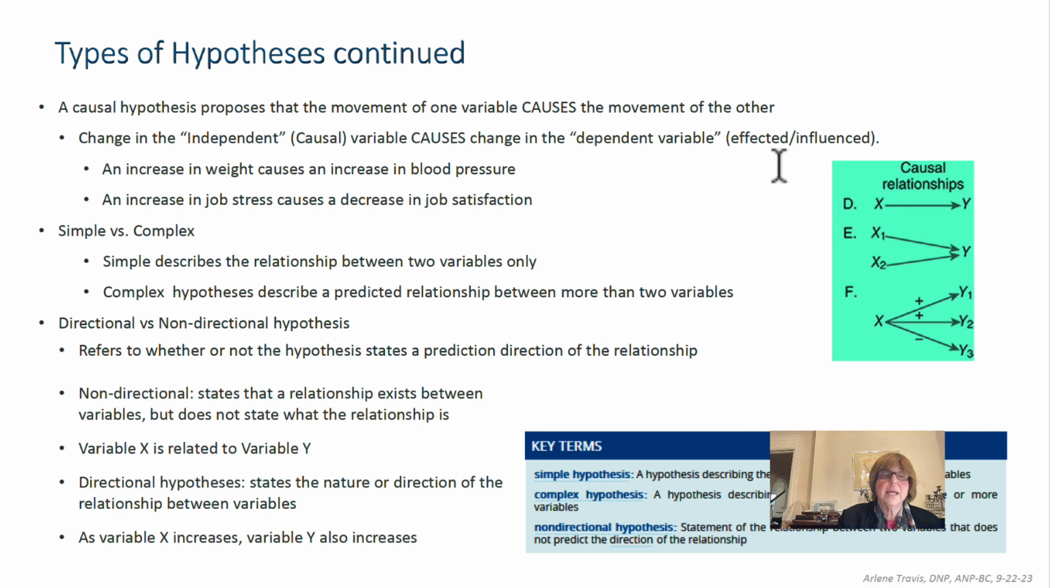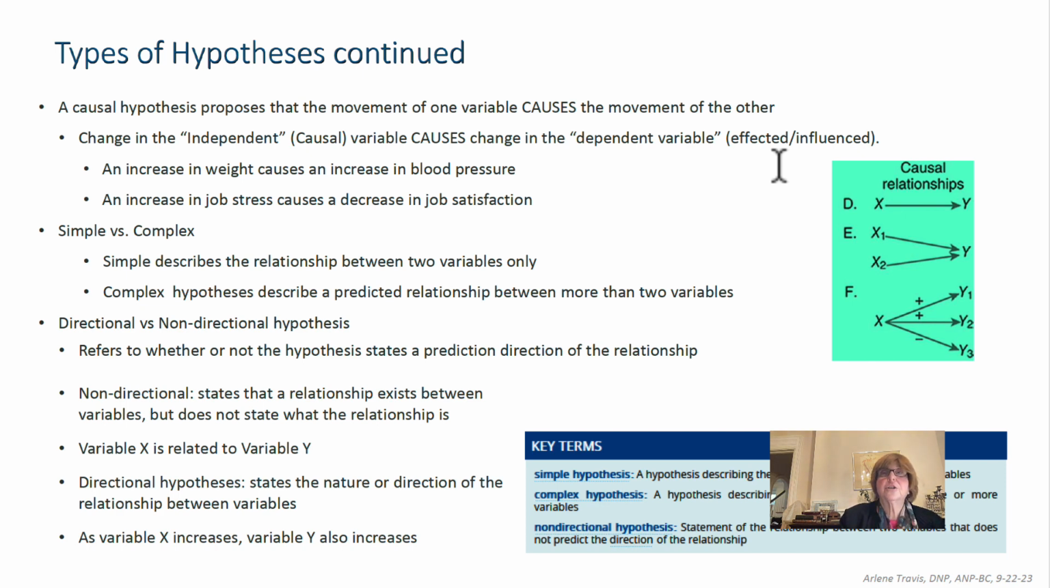Simple versus complex: simple describes the relationship between two variables only, that there are only two variables in what you're studying. And complex is that there's a relationship of more than two variables. And directional versus non-directional refers to whether or not the hypothesis states a predicted direction of the relationship. I hope this review is helpful in terms of looking at the articles that you have selected right now, aside from the articles that I've assigned for this week.